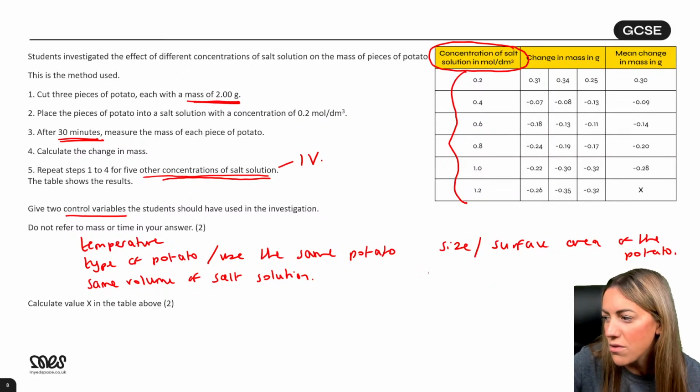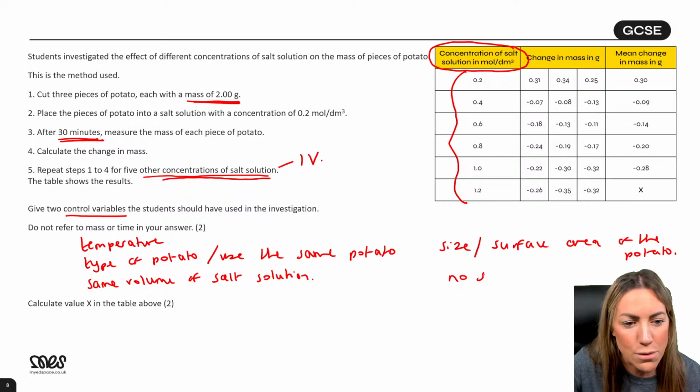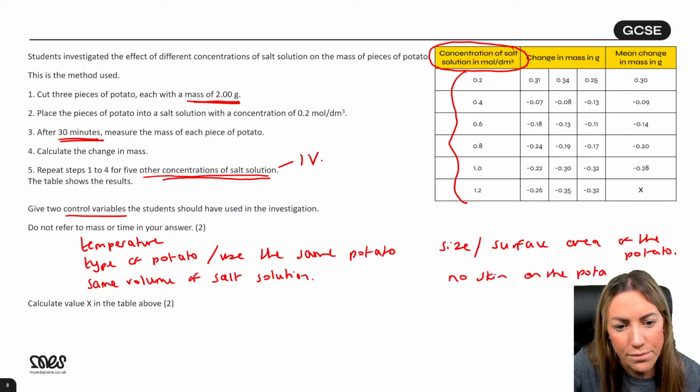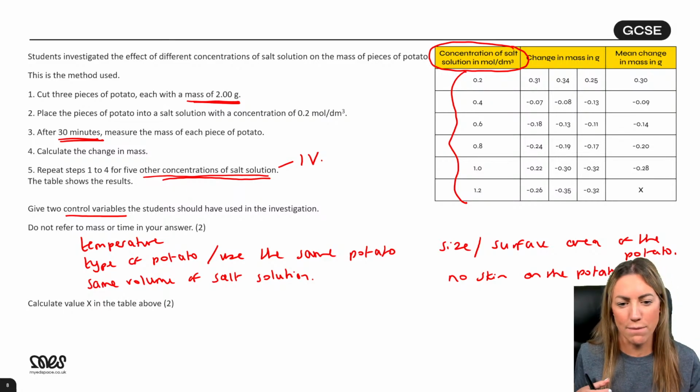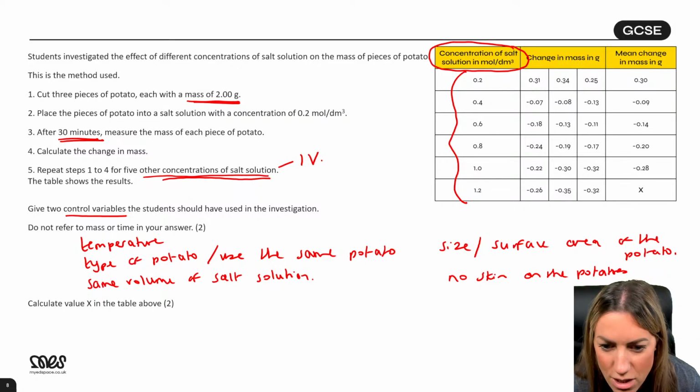And the other one you could say is make sure there's no skin on the potatoes, on the cylinders, because skin is like a barrier to osmosis. So for sure that would affect your results. Okay, yeah, no skin. Well done.